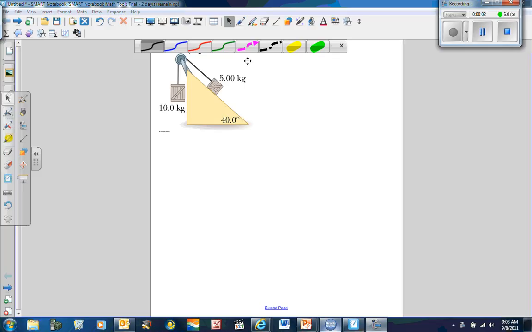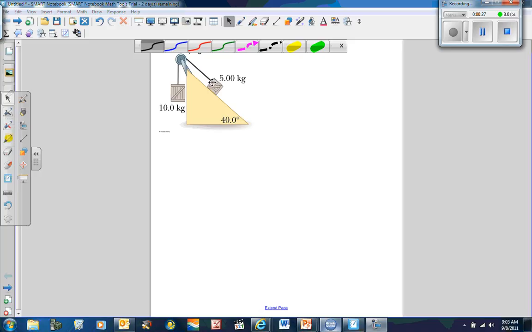This is number 28, page 113 of this. If you read it, it's two crates, one's on an incline, 40 degrees. It's a smooth surface. That means in AP Physics terminology, there's no friction. So the question is, what's the acceleration of the 5 kilogram crate and what's the tension in the cable?